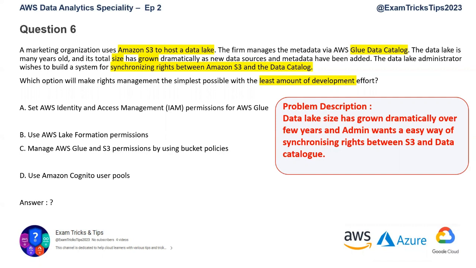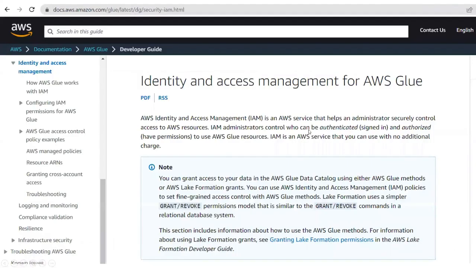And we have these 4 options to choose the answer from. For this particular question, I'll signpost you to this AWS documentation. Essentially, if you are synchronizing the access rights, Lake Formation is the best way to do it.